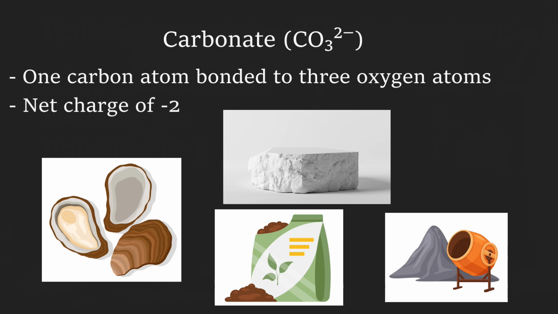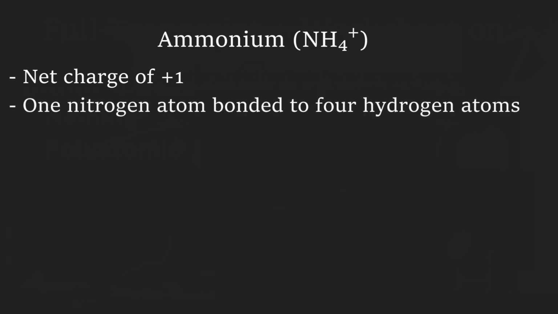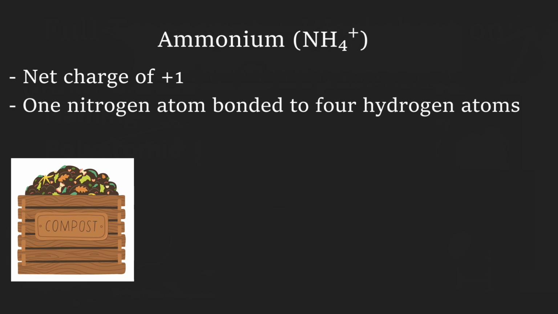Fifth and finally, the ammonium ion is unique among the polyatomic ions on this list as it carries a positive charge of +1. Ammonium consists of one nitrogen atom bonded to four hydrogen atoms. In nature, it is found in soil and water, and if you have a compost bin in your garden, the decomposition in this bin produces ammonium.